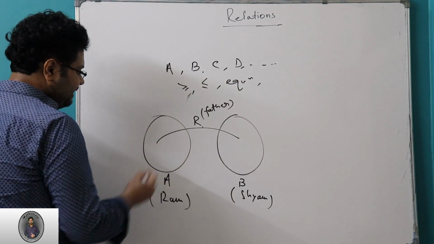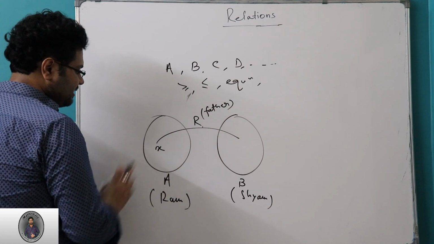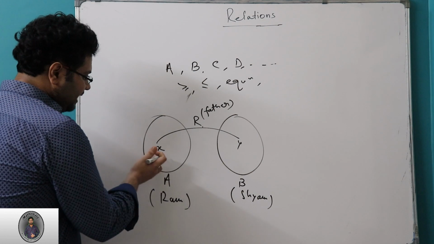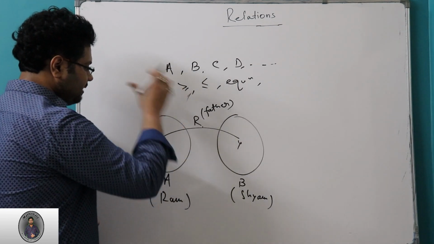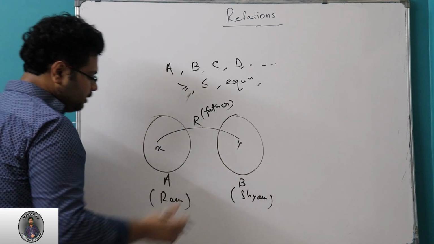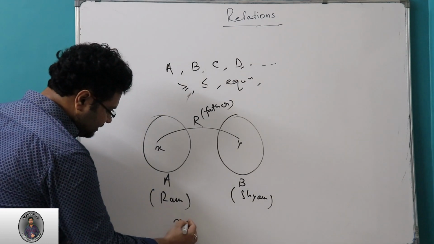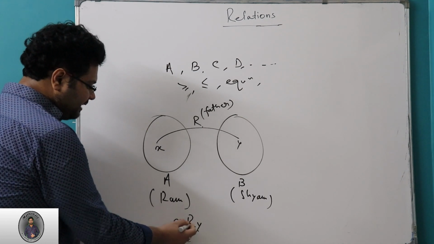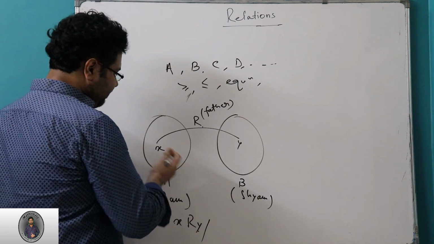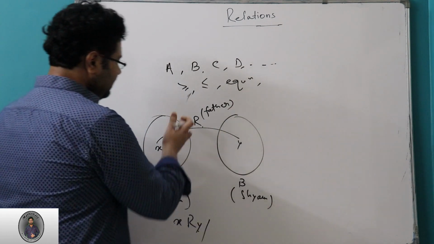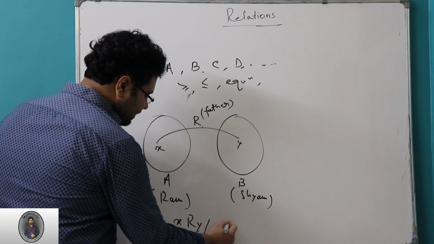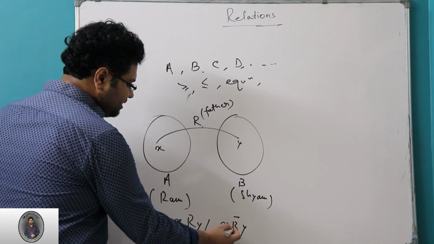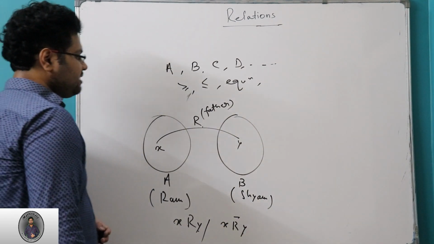If I take any element, suppose X in the set capital A and Y in the set capital B, I can say that X is related to Y by the relation R. In notation we can write it as X R Y, that is X is related to Y by the relation R. And for the negative sense, if X is not related to Y by that relation R, we write X R bar Y.